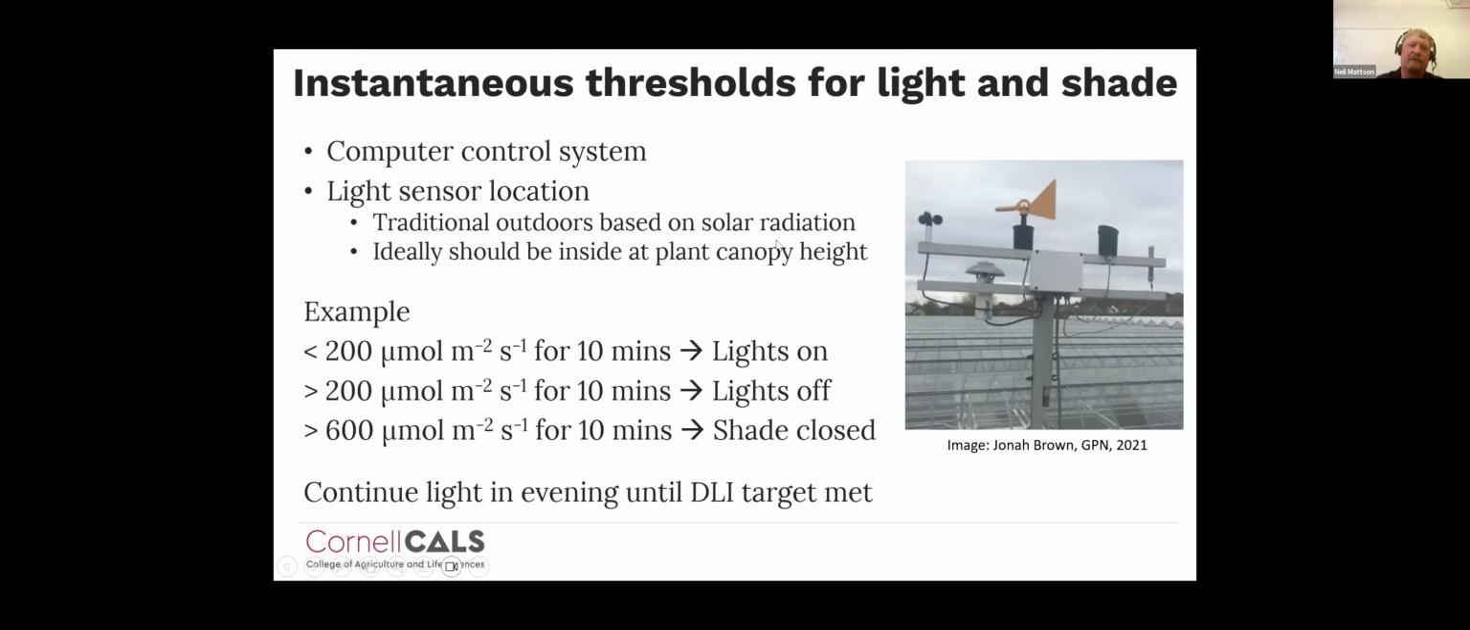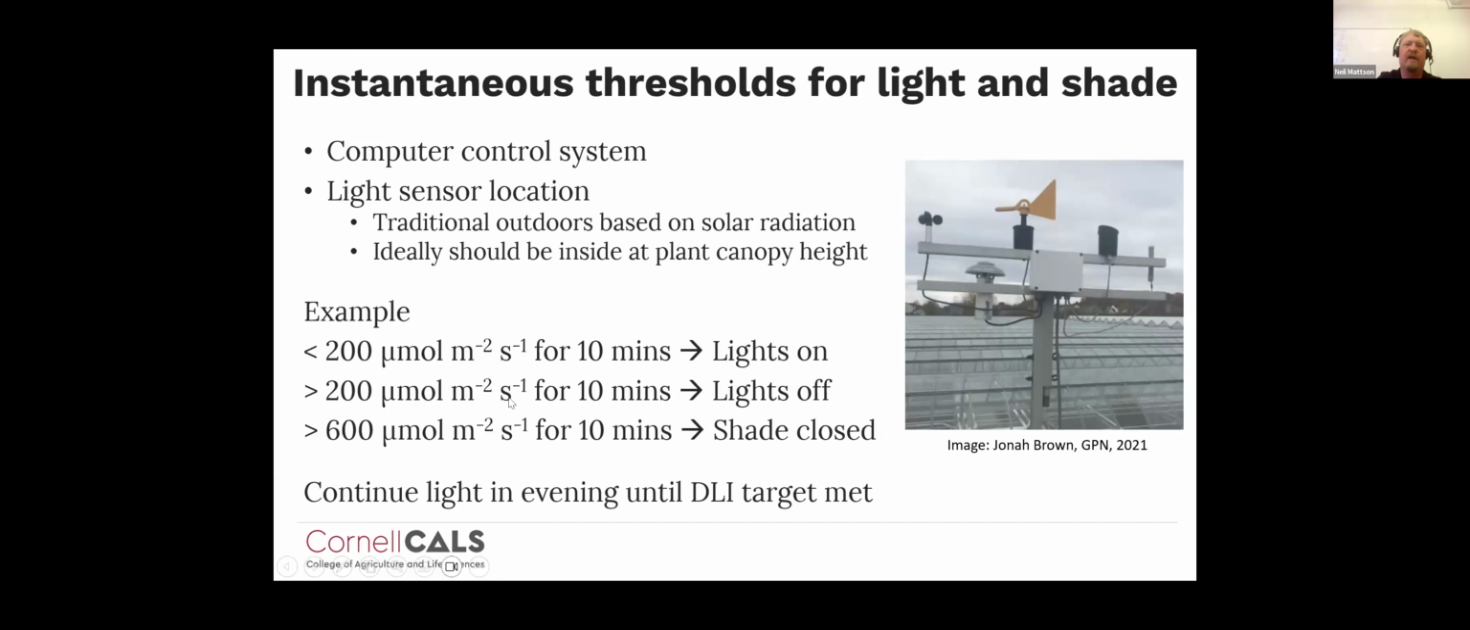But ideally, we want to start thinking about measuring light inside the greenhouse. So like how much light actually got through from the sun, measuring it inside the greenhouse at plant canopy height. So what are plants truly getting? And then measuring it in terms of photosynthetically active light with our unit of micromoles per meter squared per second.